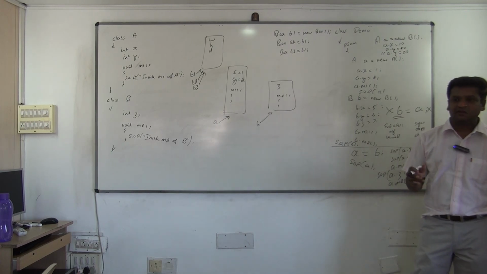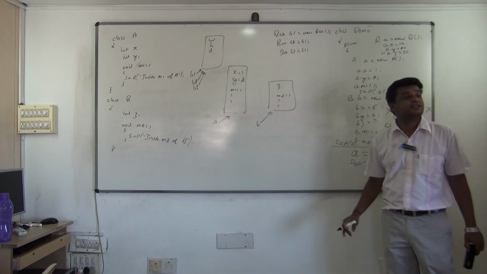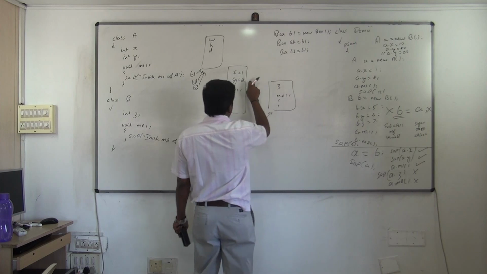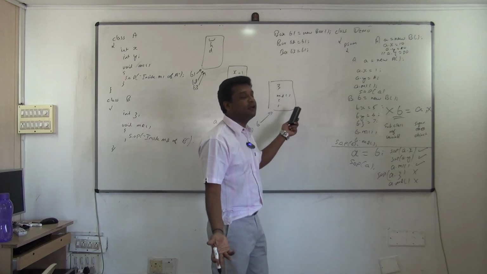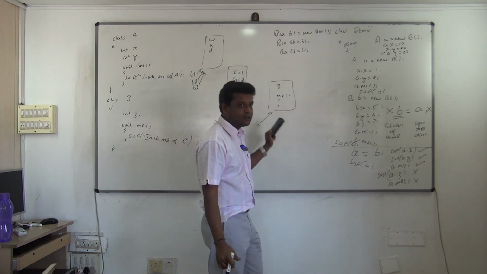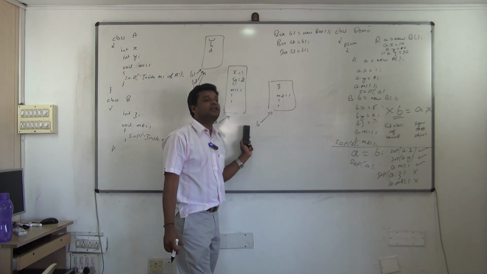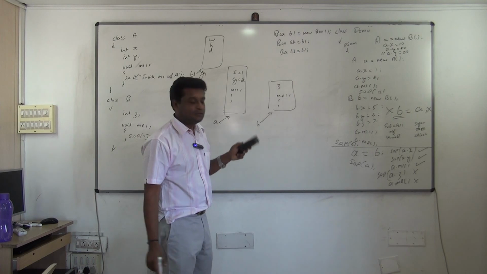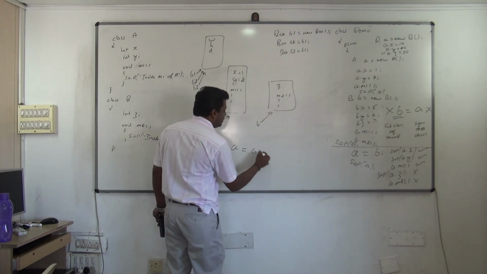Understood? When you say A is equal to new B, is this correct now? If I say A is equal to B, what will happen now? I'll try to access from B what? X, Y, M1. Where are they? In B, where do you have X, Y, M1? No. Similarly, if I say B is equal to A, what will I try to access? Z and M2. Where are Z and M2 in this object? So both are wrong here. A is equal to B is also wrong.